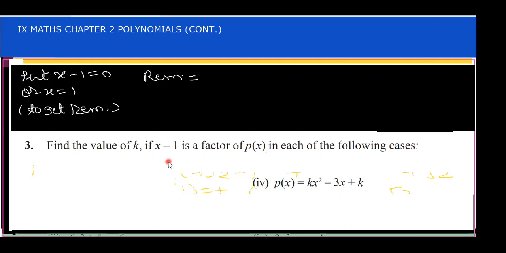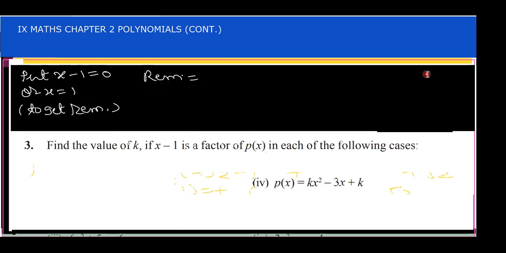Find k if x minus 1 is the factor of the polynomial p(x), and that is kx square minus 3x plus k. इसके लिए हमें पहले रिमाइंडर फाइंड आउट करना पड़ेगा, और रिमाइंडर को 0 के इक्वल करना पड़ेगा, because it is given that x minus 1 is the factor of this. रिमाइंडर हम फाइंड आउट करेंगे. यहाँ पे put x minus 1 is equal to 0. So x is equal to 1.